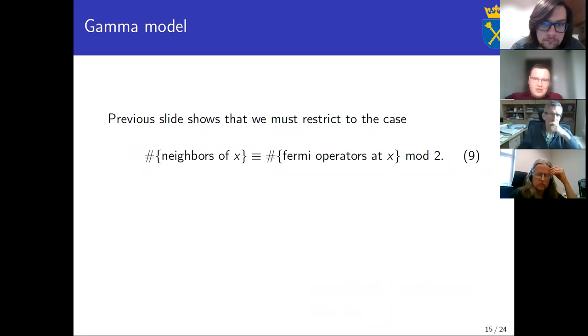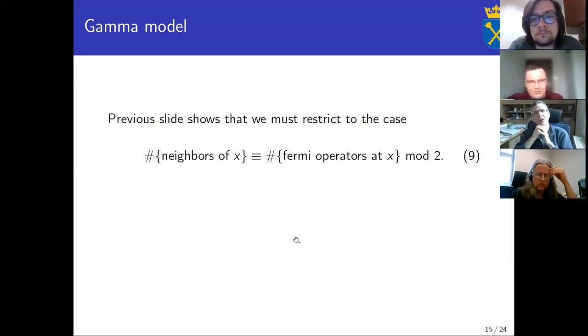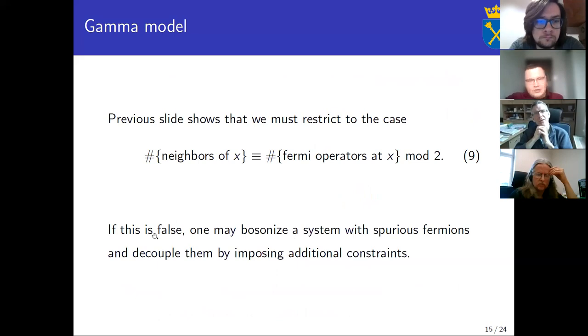Therefore, for this reason, we restrict to the case that the number of neighbors of X is equal to the number of Fermi operators at X modulo 2. So then there are no spurious degrees of freedom. This is the case where gamma of X has to be chosen to be, let's say, 1. And one can also treat the systems where this relation is not satisfied.